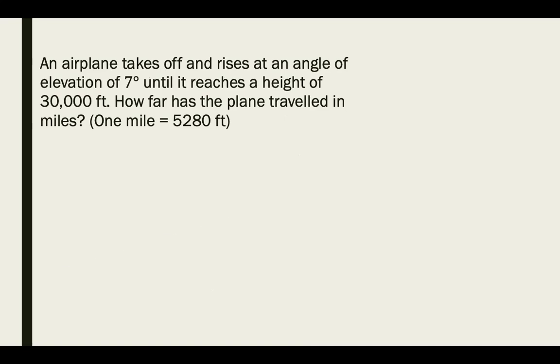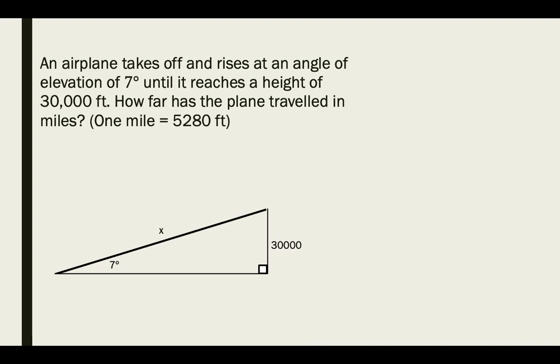So again, let's draw a diagram. The plane takes off at an angle of elevation of 7 degrees. Again, we're going to complete the triangle. That altitude is 30,000 feet up. What are we trying to find? We're trying to find the distance the plane traveled, right? The plane traveled this hypotenuse of the triangle. How far did the plane go?